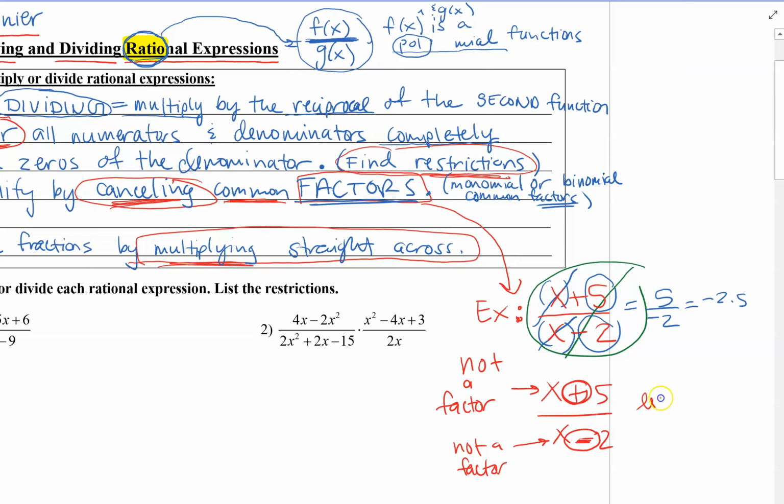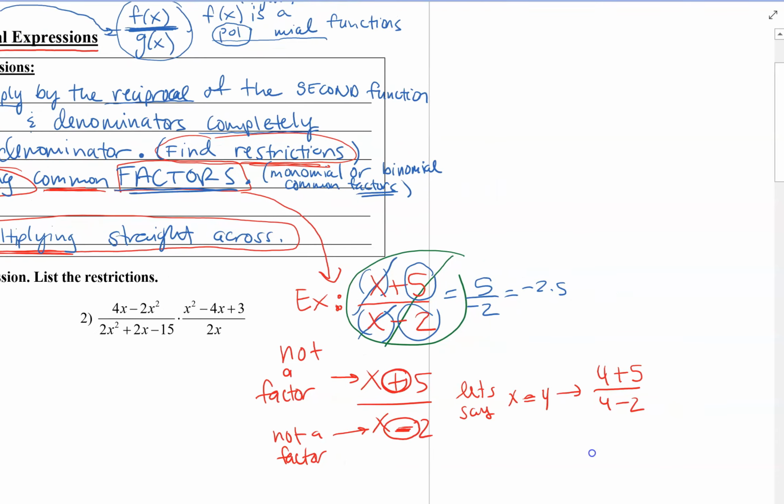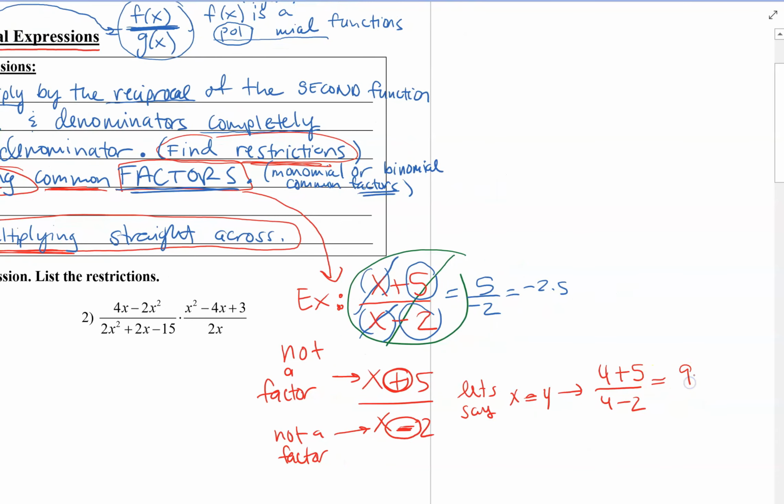Let's just say that x was equal to 4. So then what does this become? This becomes 4 plus 5 over 4 minus 2. Because if x is 4, I'm adding 5 to it. That's 9. Notice the factors of 9 do not include 4. Factors of 9 are 3 and 3. 4, which was x, is not a factor of x plus 5. 4 is not a factor of 4 plus 5.